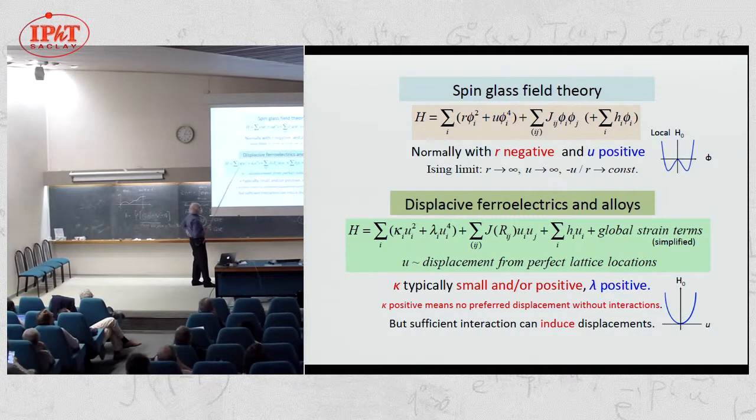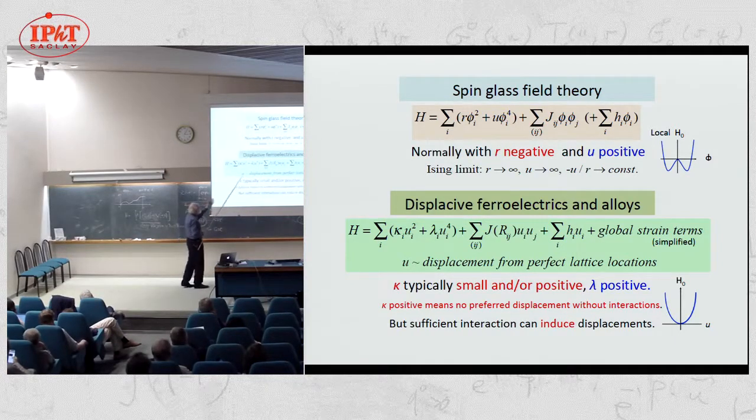Again, there's a term which either favors or disfavors moving away from the equilibrium position. There's an interaction, which partly comes because if they displace, they're ionic, and their ionic charges interact through Coulomb forces at long distance and regular quantum mechanical forces at shorter distances, maybe random fields, and there are some global strain terms which I won't discuss further. So U is the displacement in this case, and the field in that case.